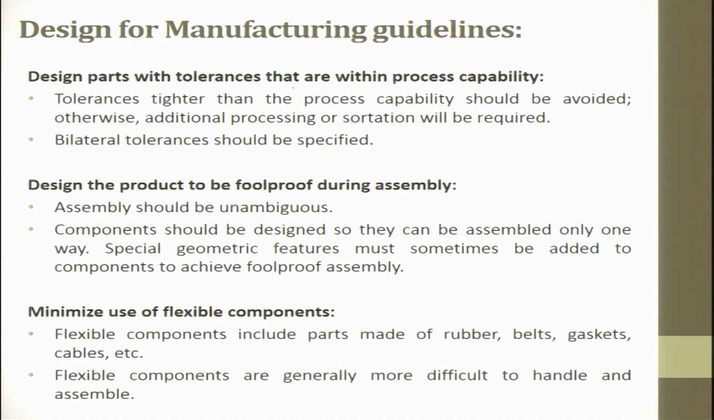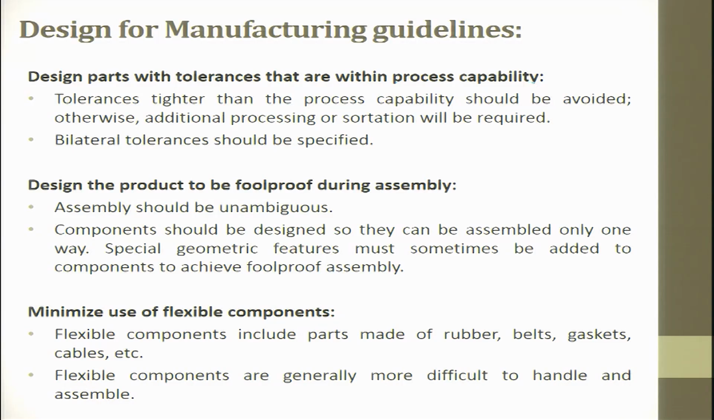Design parts with tolerances that are within process capability. Don't try to demand a tighter tolerance. If you start demanding a very tight tolerance, then this tighter tolerance will demand more processes. So, try to see what process you have, see the process capability, and try to give that as your tolerance limit. It does not mean that since you have a very weak machine or a very old machine, you can be liberal in your tolerance, because when the product is developed, its performance will not be up to your expectation. So, there has to be a trade-off in your design.